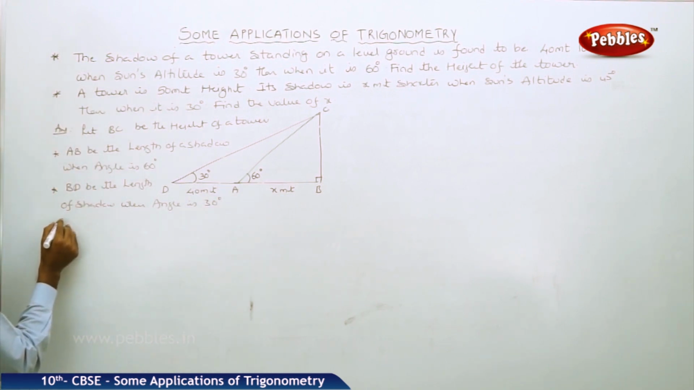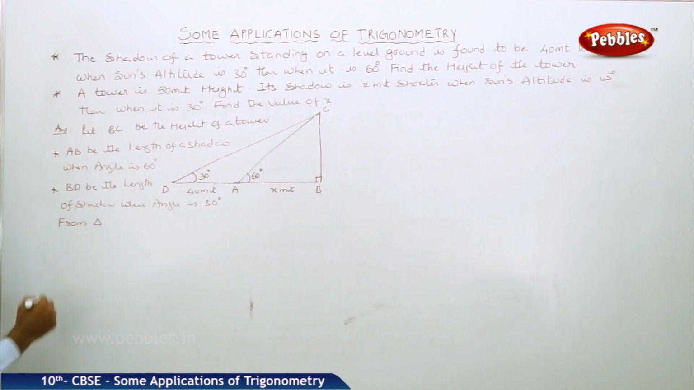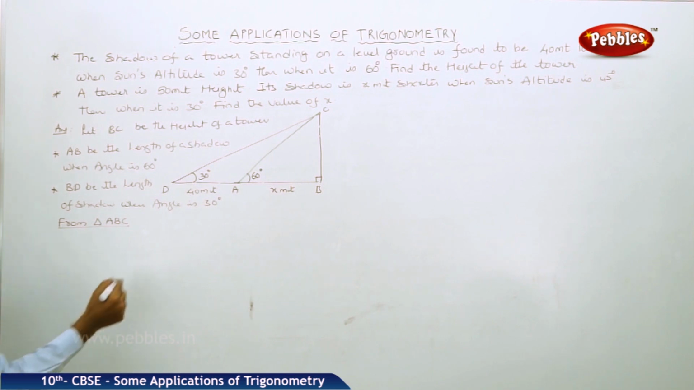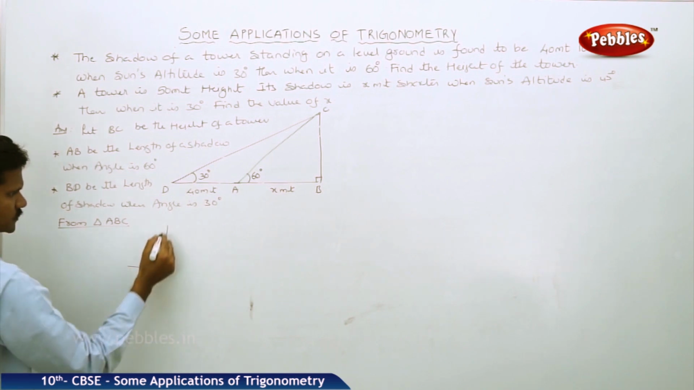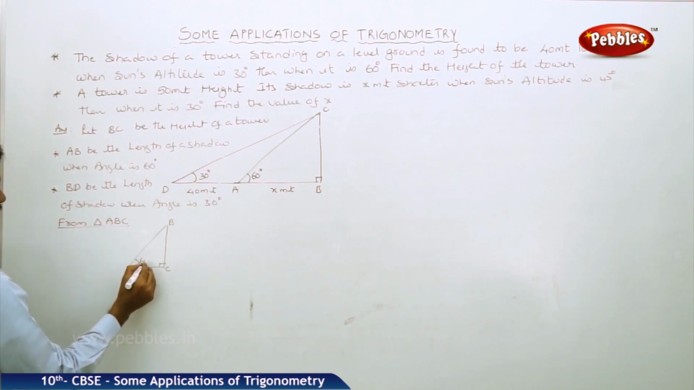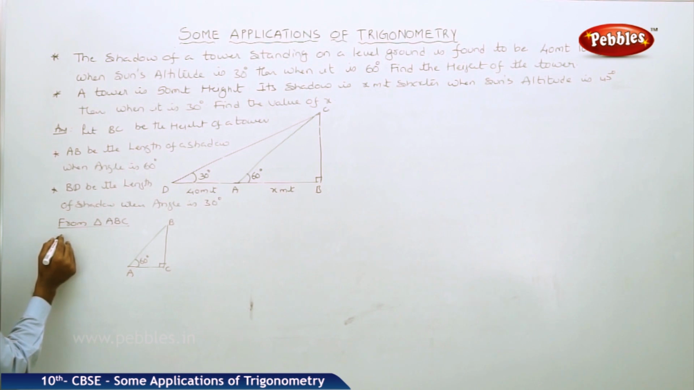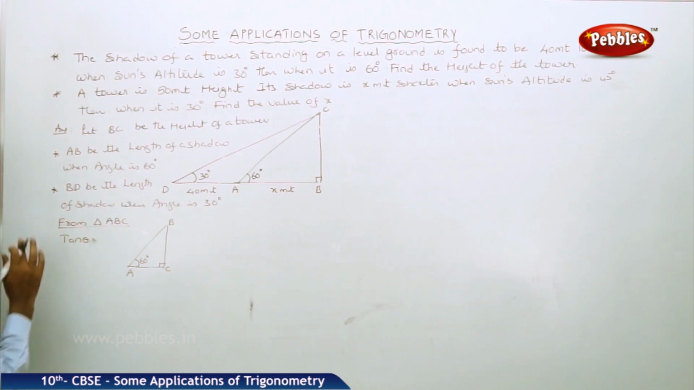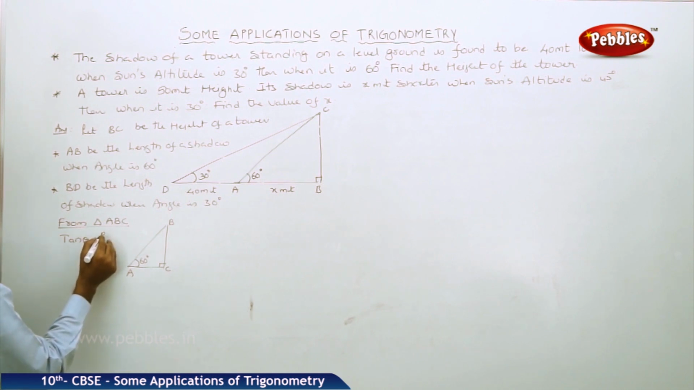Now from triangle, consider the small triangle first. From triangle ABC, take the ABC triangle out. Right angle is at B, A, B, C, which is making an angle of 60 degrees. Now from this one, tan 60 degrees, tan theta is equal to opposite side BC by AC.